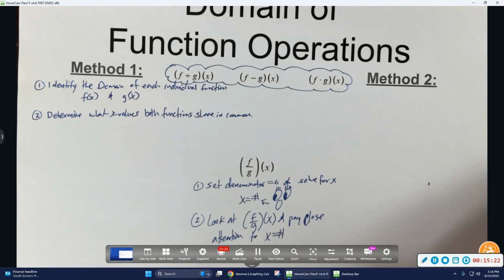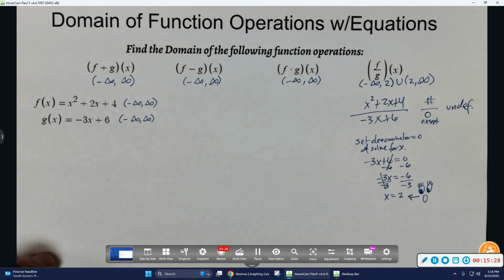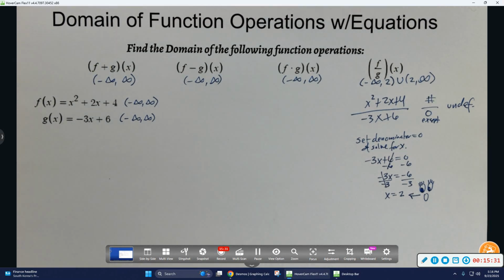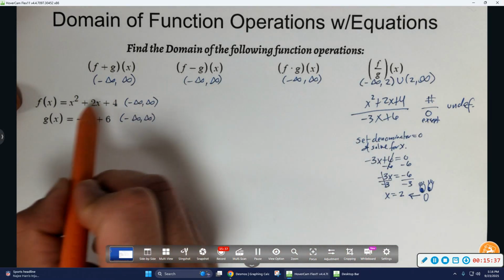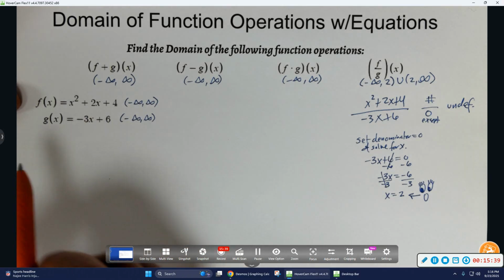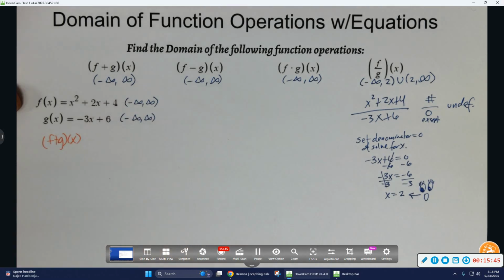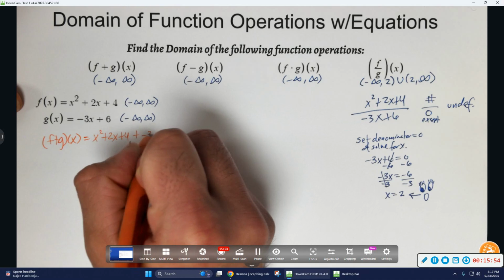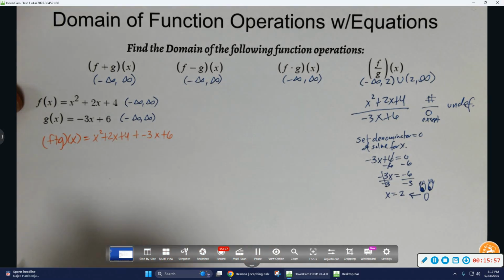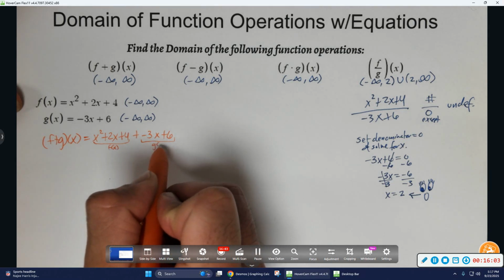Let's talk about the second method. My second method, I'll do this in a different color, maybe it helps. My second method, I'm actually going to add the functions and subtract the functions and multiply them and divide them. I don't really care about the individual domain for each function. I only care about the result of the sum. I actually want to create a new equation and add these two together. So I'm going to take the first function, x squared plus 2x plus 4, and I'm going to add the second function to it. Right? This represents f of x. This represents g of x.